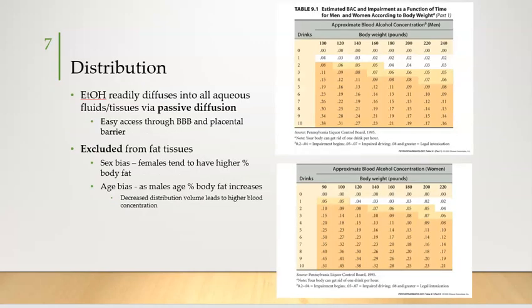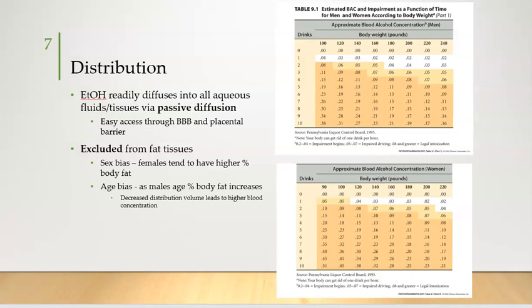Now, how is the alcohol then distributed in our system? We know that it diffuses to all aqueous fluids and tissue using passive diffusion. So it's actually very easy to pass alcohol through the blood-brain barrier or the placental barriers. It has no problem with that at all, and that's why it does affect us so readily.